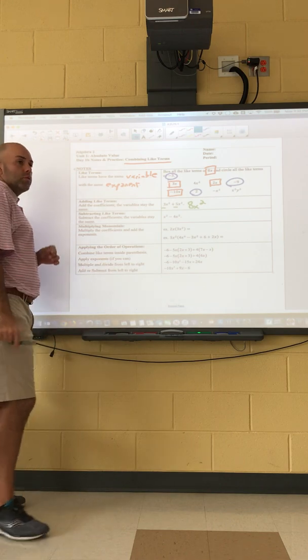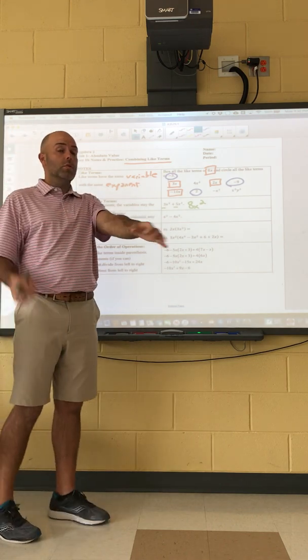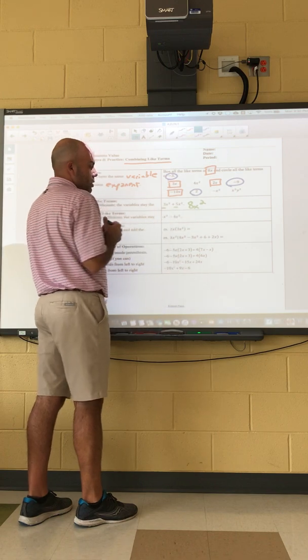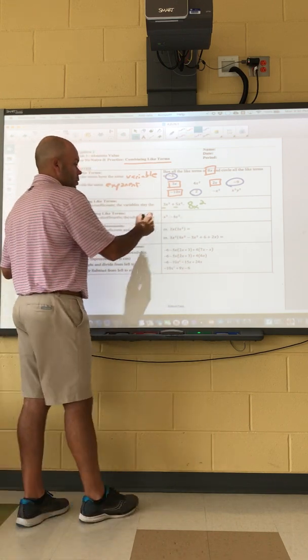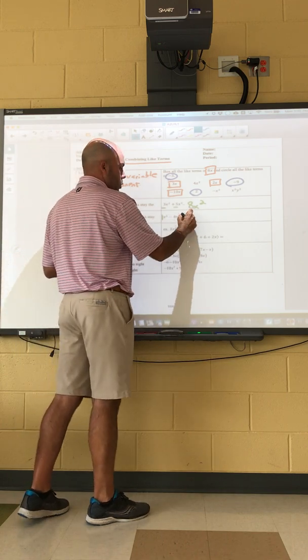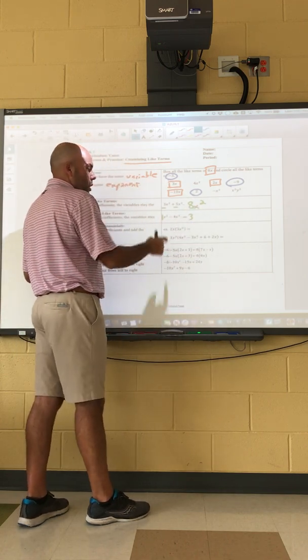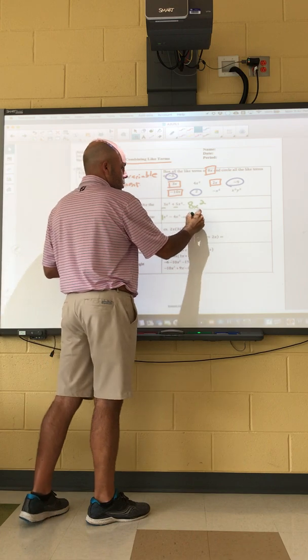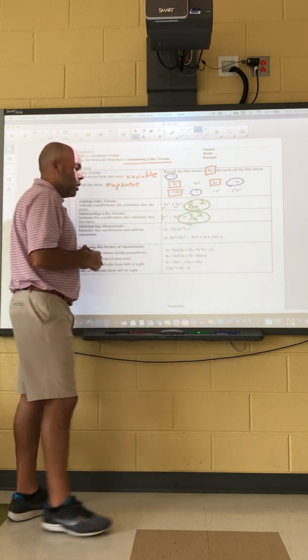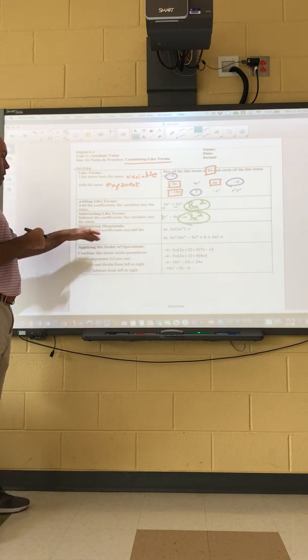Now let's do subtracting. It's the exact same thing, we're just subtracting the coefficients. Here we see x squared minus 4x squared. Again, remember that's the implied 1 right there. So 1 minus 4 is negative 3. And the x squared stays the same. So negative 3x squared.